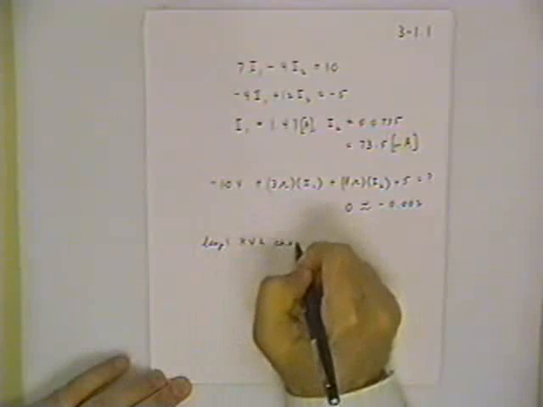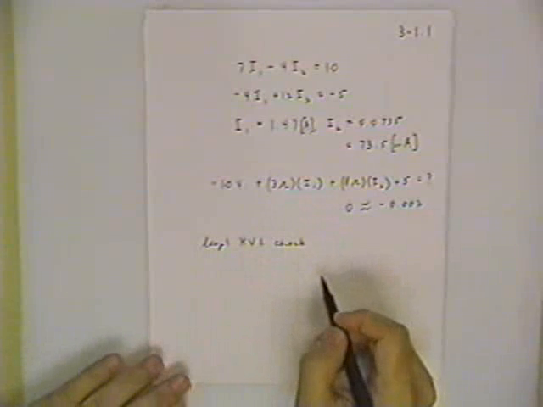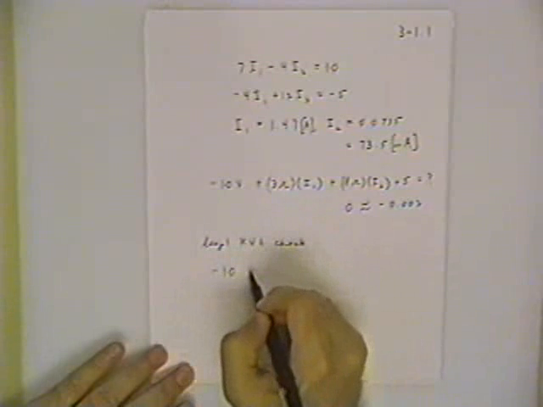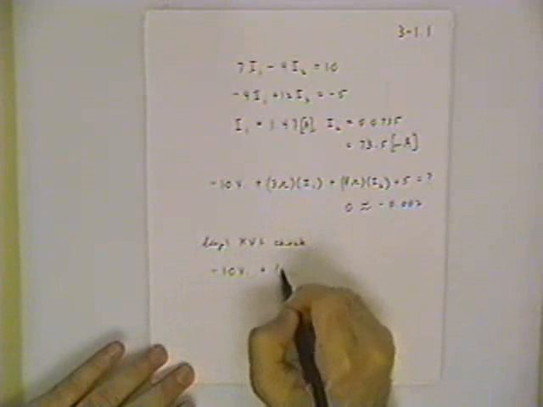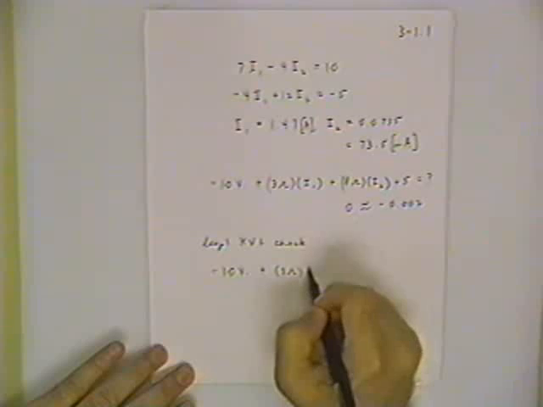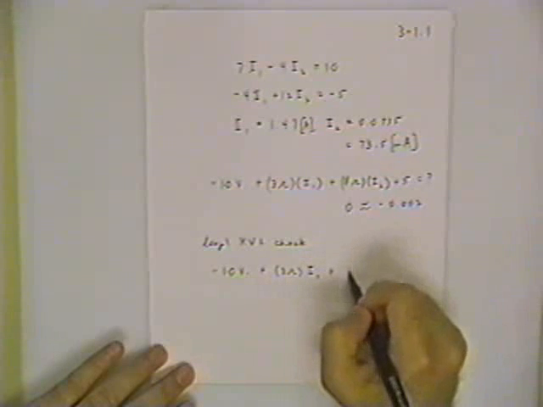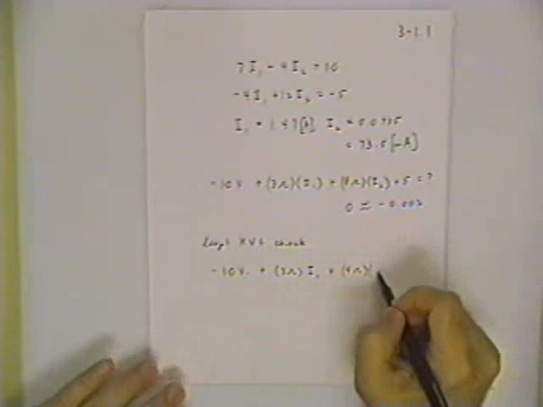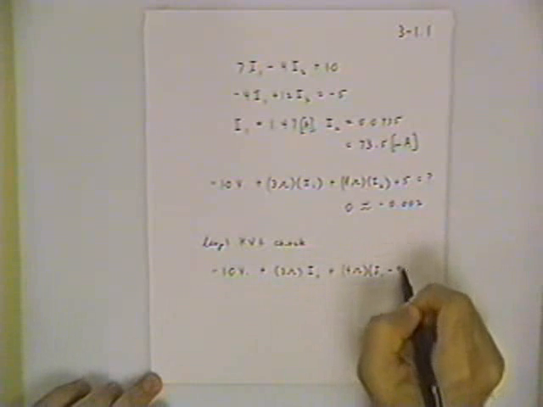a KVL check. Once again, we should see the sum of all the voltages sum to 0. In the left-hand loop, I have a minus 10 volt. I have the 3-ohm resistor with just the single I1 current going through it. Then I have the 4-ohm resistor, and I have to remember, from the point of view of loop 1, the expression for the current was I1 minus I2.